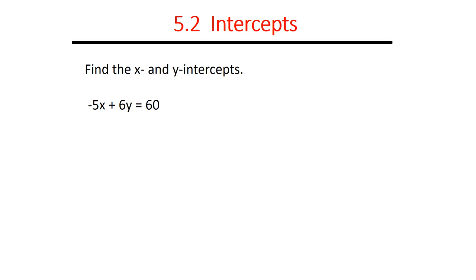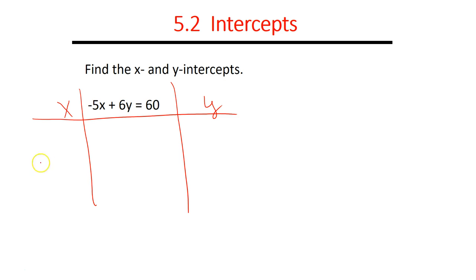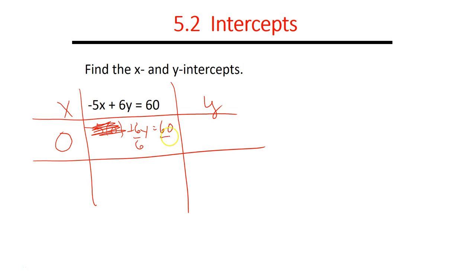All right, so we're just going to continue this process to find x and y intercepts. So we're going to have a table of values, very simple. The first time we're going to try to find the y-intercept by setting x equal to 0. So we're going to plug the 0 into my equation here: negative 5 times 0 plus 6y equals 60. And again, negative 5 times 0 is nothing, so I've got 6y equals 60, so I'm going to divide by 6 to solve for y on both sides. And so when x is 0, y is 10.